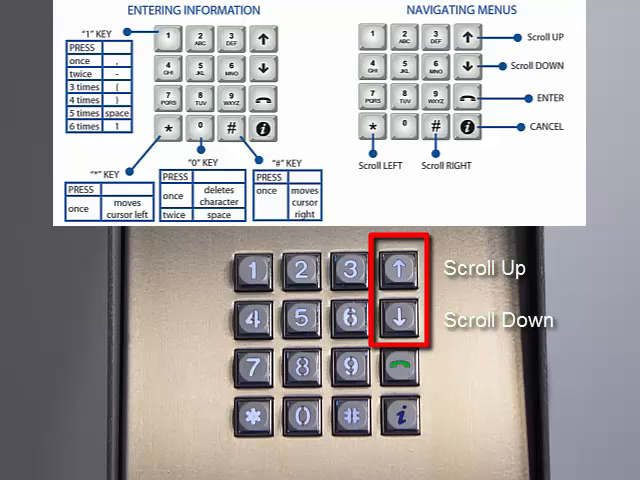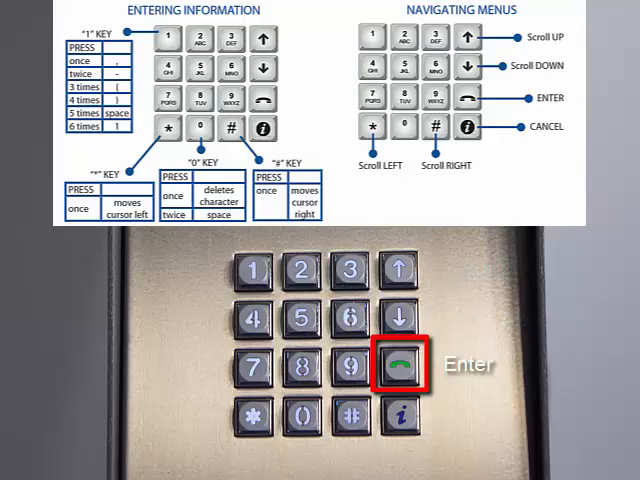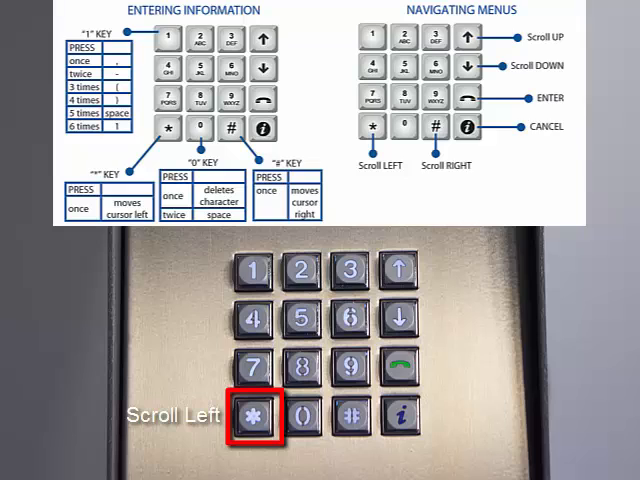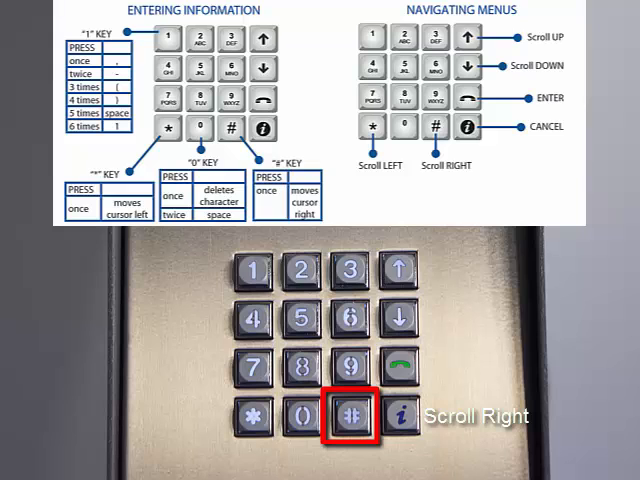The up arrow and the down arrow keys act as scrolling keys and are used to navigate the menu. The green phone key acts as the enter key and is used to enter a selection. The I key acts as the cancel key and is used to cancel a selection. The star key acts as the scrolling key and is used to scroll to the left. The pound key acts as the scrolling key and is used to scroll to the right.